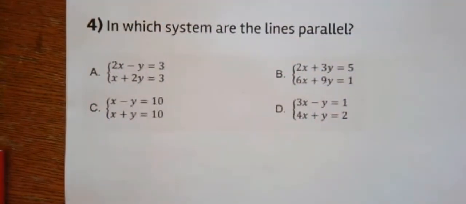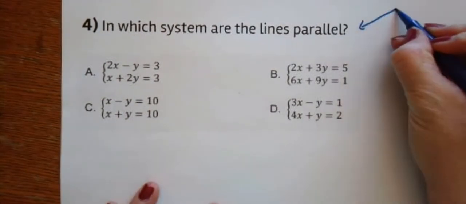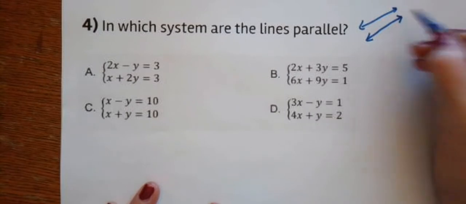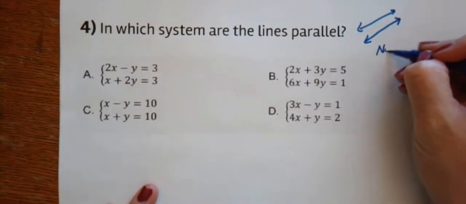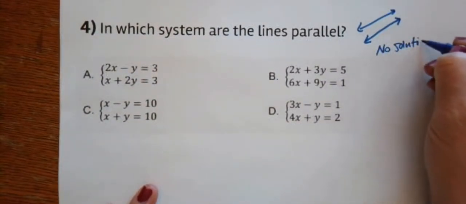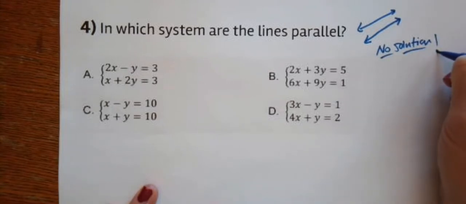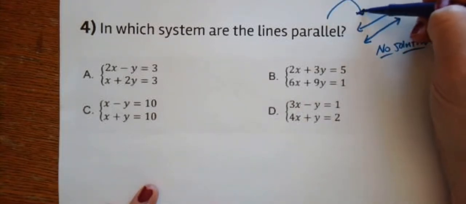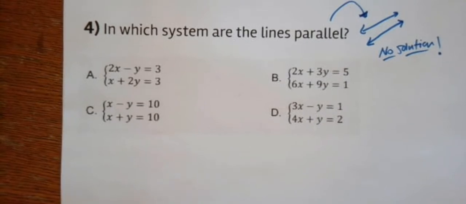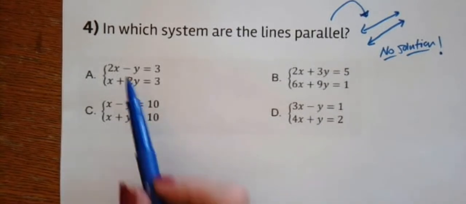Number 4. Here we're asked in which system are the lines parallel? So remember, when you have two parallel lines, you have a system that has no solution. Right? So that's what we're looking for. Parallel lines means no solution. Okay, so we're looking at our systems here.